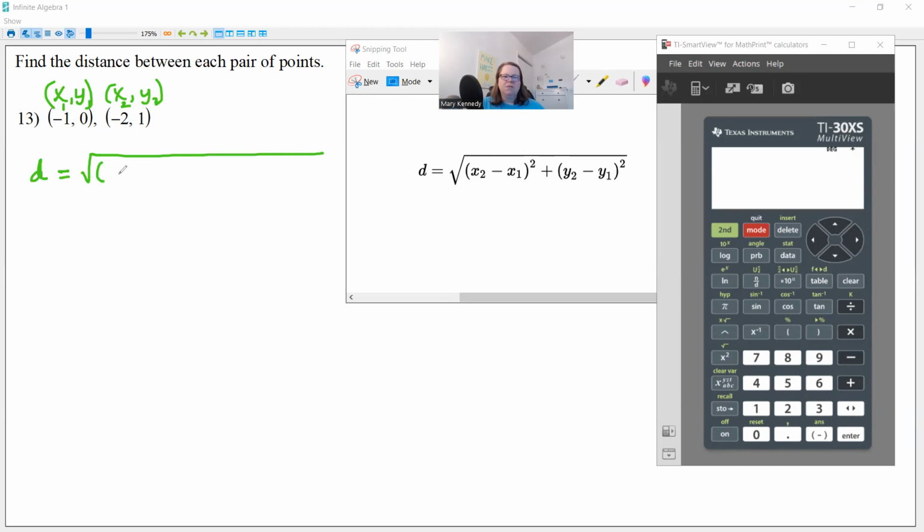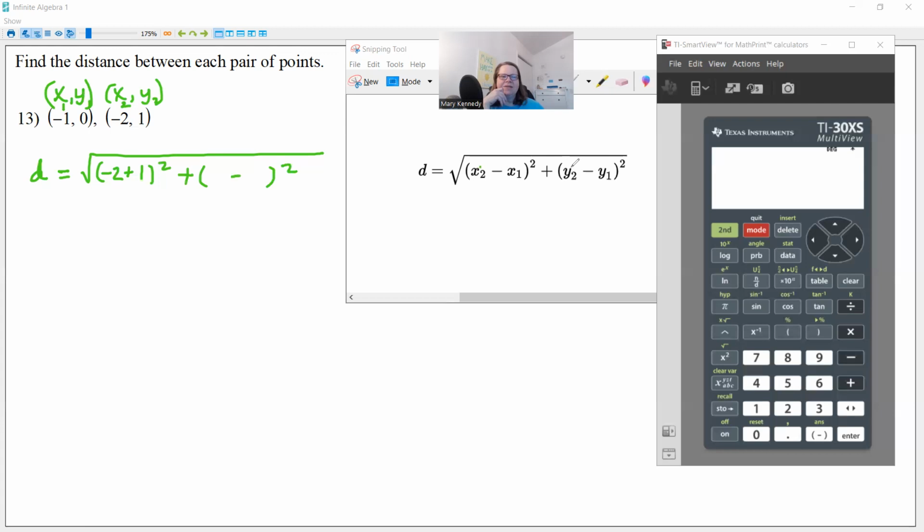So we have something minus something squared plus something minus something squared. Now I copied that from right here. And those somethings are what we're going to pull from those coordinate points. Okay, so it says the second x minus the first one. So the second x is a -2, and the first one is a -1. So since it's minus -1, I know that is +1. So I'm not even going to write minus negative. I'm just going to go ahead and put minus and make it plus.